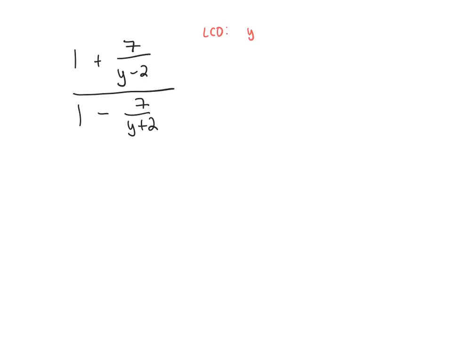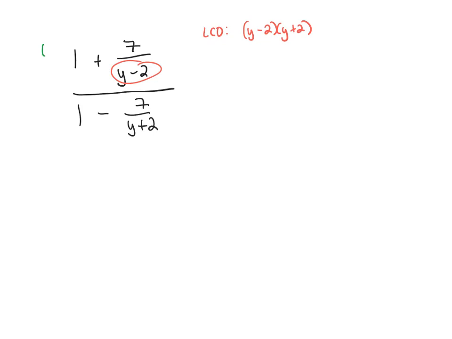Let's go ahead and look at one more. So this is one I just pulled off your account. So we get 1 plus 7 over y minus 2, over 1 minus 7 over y plus 2. Now the nice thing is this one's kind of already factored out. So our LCD is going to be y minus 2 and y plus 2, because those are the only two denominators. The other ones are just one. So I need both of them because the LCD is any factors that appear in any of the denominators.